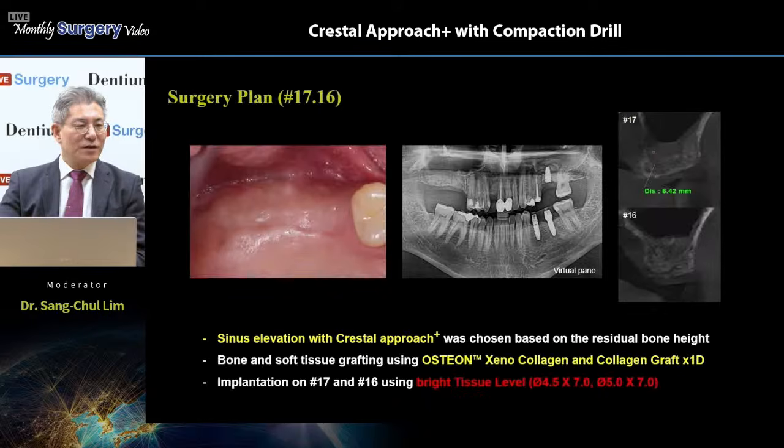And the 16 area, the first molar area, is the same. The 16 tooth area has better remaining bone compared to the 17 area. So the 17 and 16, the second and first molar areas, will be done by a crestal approach, just a small bit, and then pushing the bone graft material and inserting the implant simultaneously.